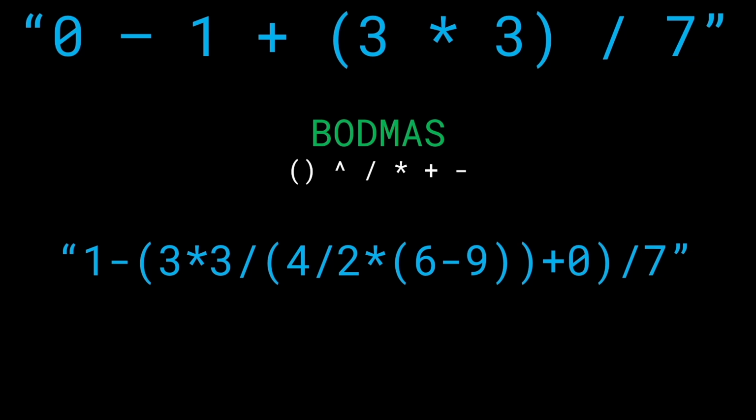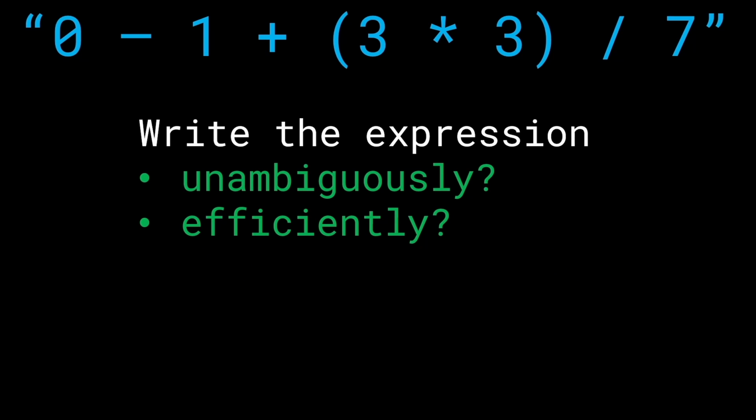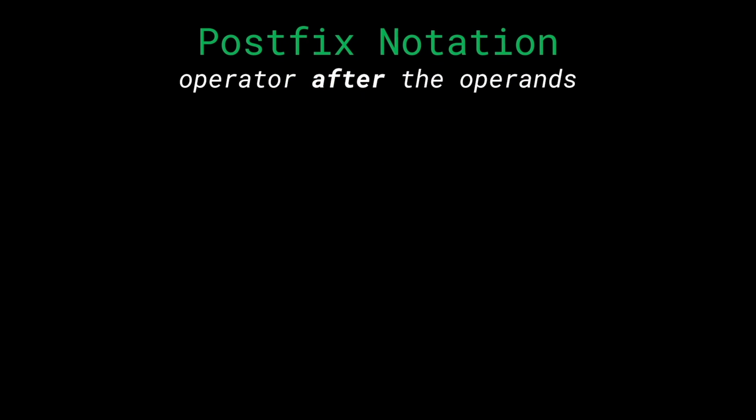And so the question arose whether we can write the expression unambiguously and we can solve it efficiently. That is, without having to worry about this BODMAS rule, is there a way we can write this expression? And secondly, is there an efficient way to solve that expression once you have written it that way? This is the idea behind postfix notation. The postfix notation simply says that the operator is present after the operands.